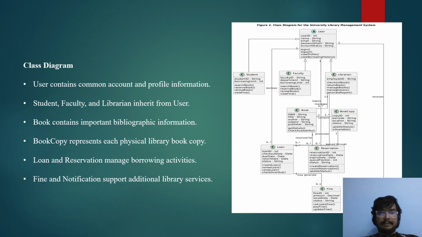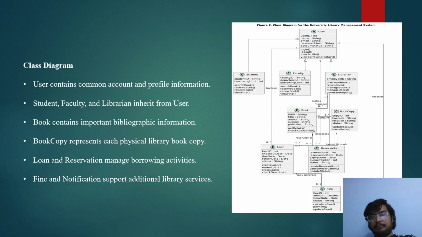In the class diagram here, user contains common account and profile information, and student, faculty and librarian are all types of user. Book contains important bibliographic information. Book copy represents each physical library copy, and loan and reservation manage borrowing activities. Fine and notification support additional library services. You can see this in this class diagram.